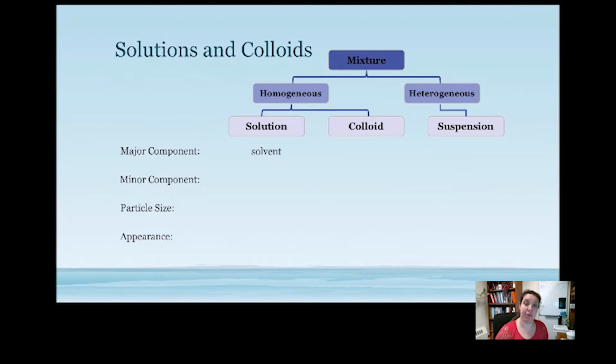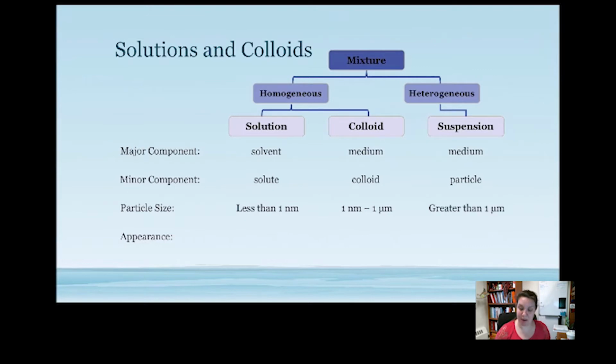The major component within a solution is a solvent. For both a colloid and a suspension, it's going to be a medium. With our minor component, we call it a solute within a solution, we call it a colloid in a colloid, and we call it a particle in a suspension. The particle size of the solute is less than 1 nanometer in a solution. The colloid is 1 nanometer to 1 micrometer, and then a particle is greater than 1 micrometer.